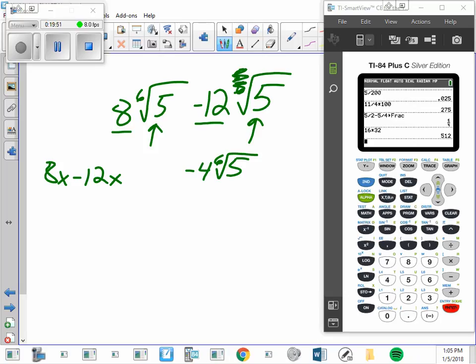Well, do we change the x's? No, it just becomes negative 4x. So did we change it to x squared? No. So we wouldn't change the square root. We're just counting. We started with 8 of something, and we lost 12 of something, so we're 4 in the hole. But the something didn't change. Right? The only way to change the something is to multiply.